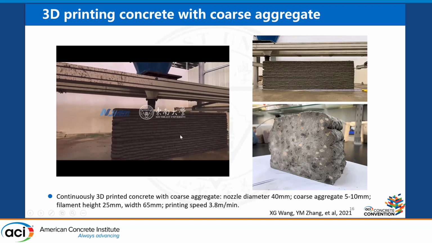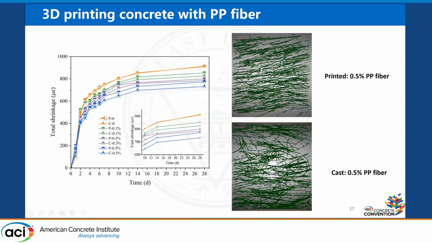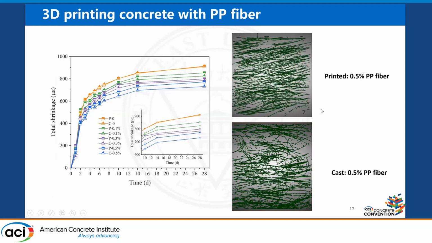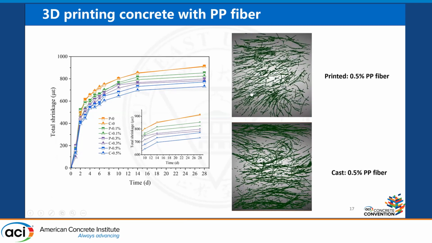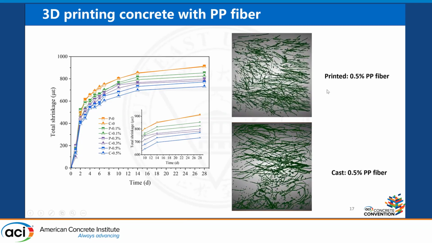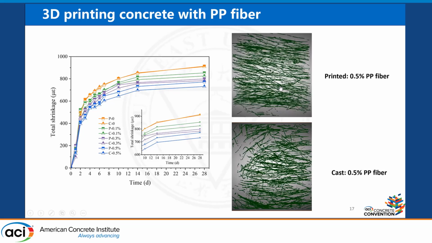We also developed some 3D printed concrete with PP fiber incorporation. You can see here PP fiber incorporation can very effectively reduce the total shrinkage. And very interesting is we find that in 3D printing, the distribution of the PP fibers is quite different. The PP fibers are more oriented along the printing directions. But for cast concrete, you can see the three-dimensional distribution of these fibers.